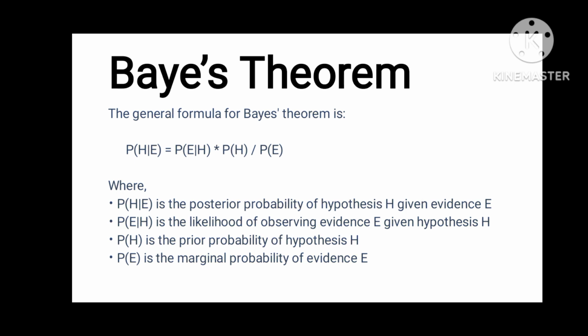The general formula for Bayes theorem is: posterior probability of hypothesis H given evidence E equals likelihood of observing evidence E given hypothesis H, times the prior probability of hypothesis H, divided by the marginal probability of evidence E, P(E).